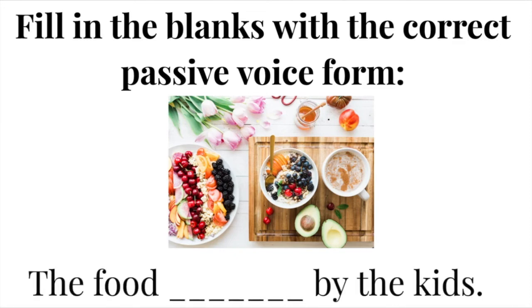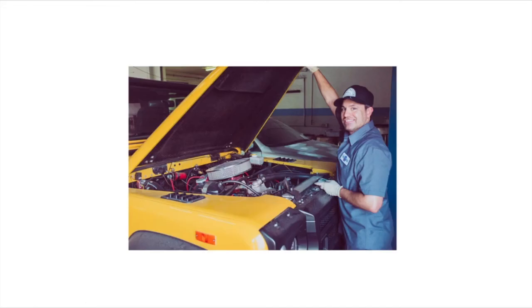What verb could you use here? What do kids do with food? They eat the food, right? So you would make it in the passive voice. The food was eaten by the kids. Notice the pronunciation of the word eaten. You don't hear the t sound. Eaten. Practice that.